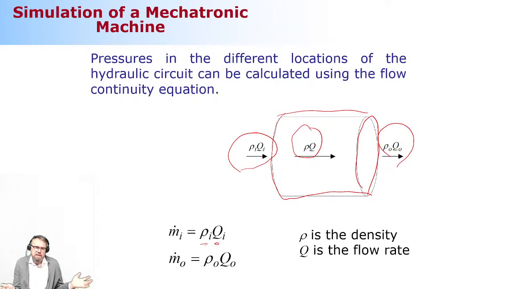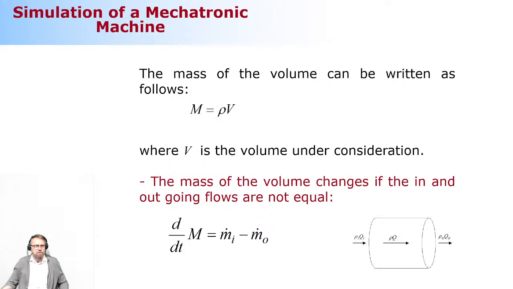Then I'm simply going to use a definition of mass and some differentiation, and that's going to be your first order differential equation that describes the pressure. Okay, definition of mass. That's the first thing. We all know that the mass is equal to the density multiplied by volume size. Correct.